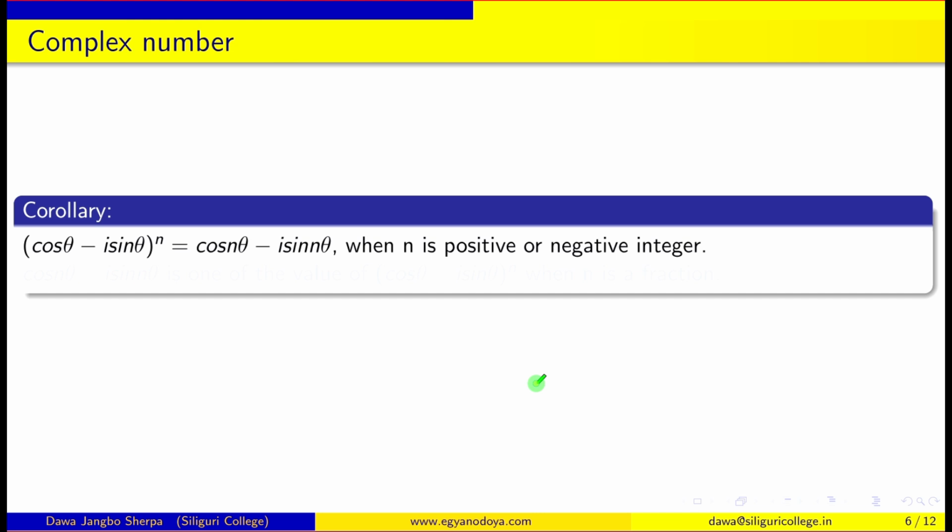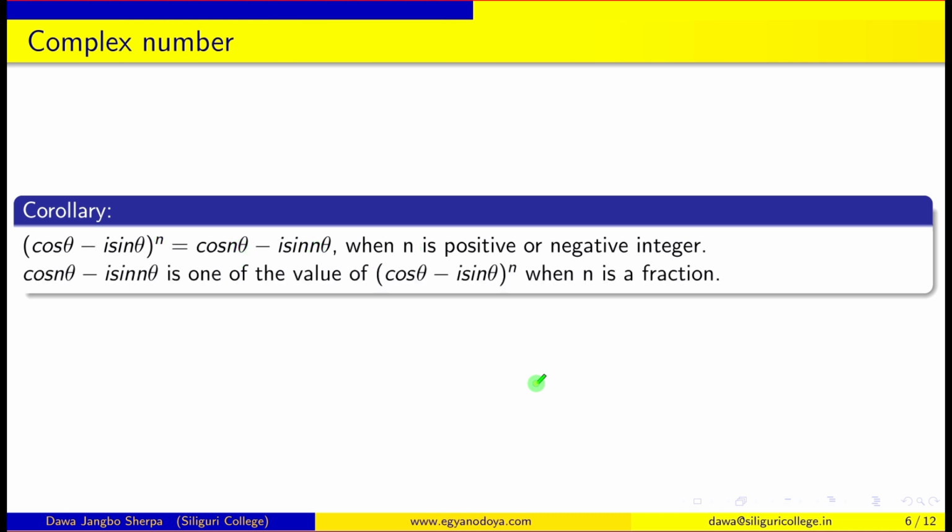Corollary: when instead of plus we have minus over here, (cos theta minus i sin theta) whole to the power n will be cos n theta minus i sin n theta when n is an integer, positive or negative, and cos n theta minus i sin n theta is one of the values of (cos theta minus i sin theta) whole to the power n when n is a fraction.